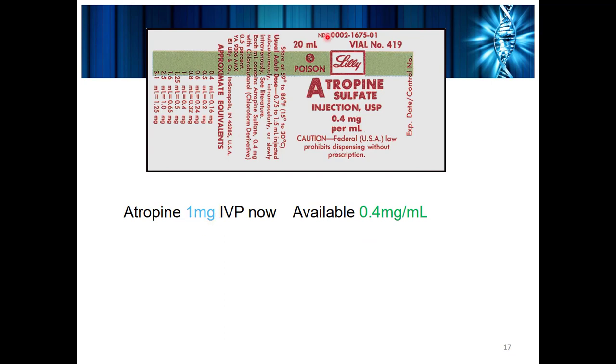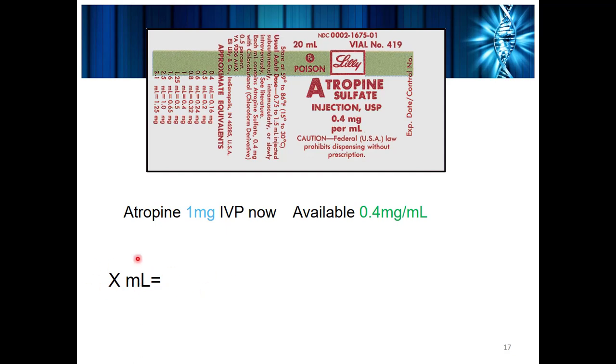Let's move on to this. It's the same idea. This is just giving you an idea of how we can ask you some of these questions, and instead of just writing everything out, we can give you the actual label for these. So, atropine, 1 milligram IV push now, and available 0.5 milligrams per mL. So I need to know how many mLs to give.